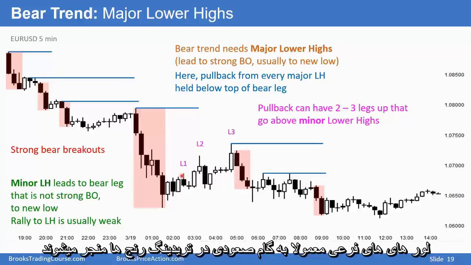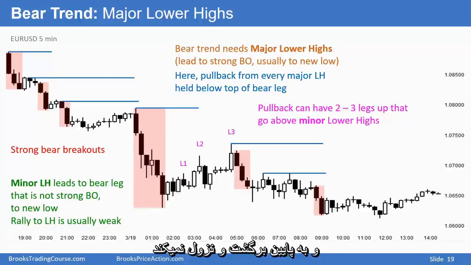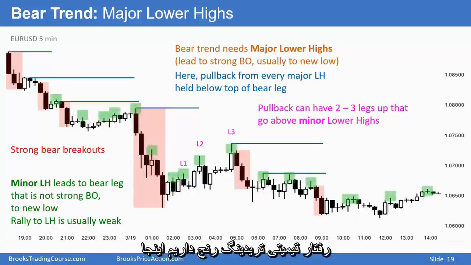Minor lower highs usually lead to little legs in the trading range and not reversals or resumptions down. And then we went down for 1 bar and then trading range price action here.